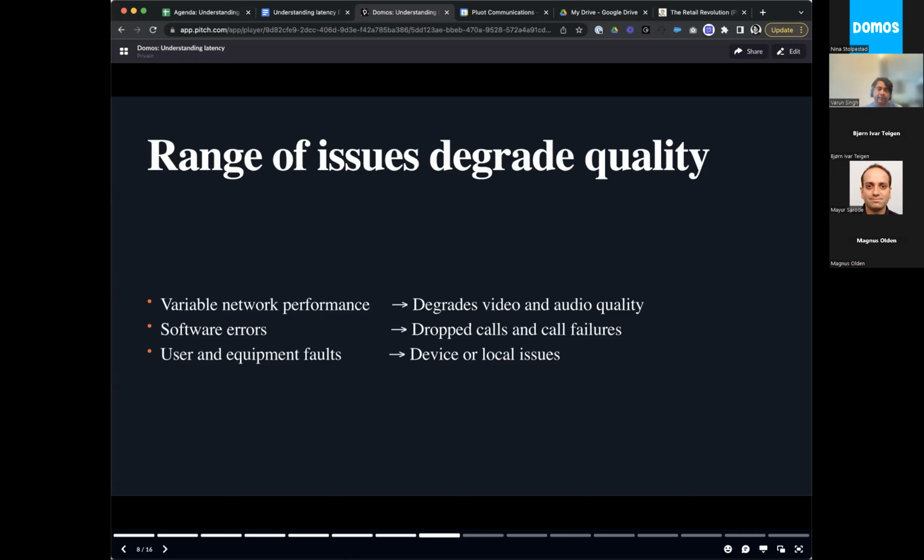So what does it end up being? Some of this is network. Some of it is the encoders and the decoders. Some of it is local device issues. So there's a gamut of issues when you have an application which is as complex as a video conferencing system.